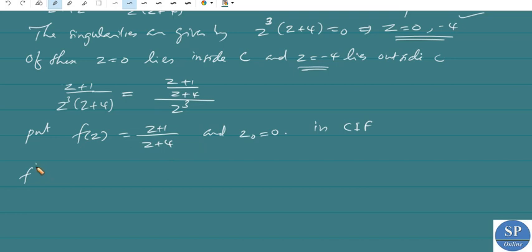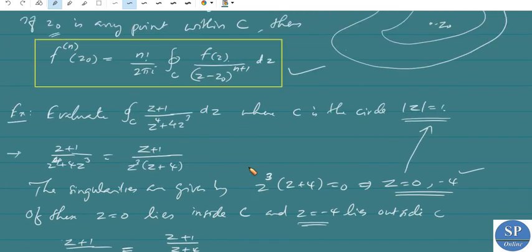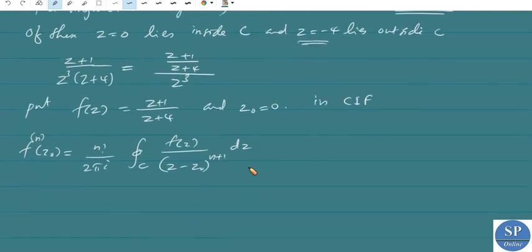So we have f^(n)(z0) equal to n factorial divided by 2 pi i times the integral over C of f(z) divided by (z minus z0) to the power n plus 1 dz. This is our Cauchy's integral formula. Now we have to replace f(z) by this, and z0 equal to 0, as we need to find the integral of this. This is actually our integrand.